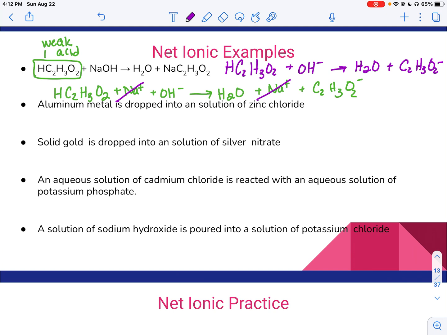When you're doing net ionic equations, at the end you want to make sure it's still balanced, and you also want to make sure the charges are balanced. So here, before the arrow, our overall charge is 1 minus, and then after the arrow, our overall charge is 1 minus. Okay, so we're good. This is our net ionic equation.